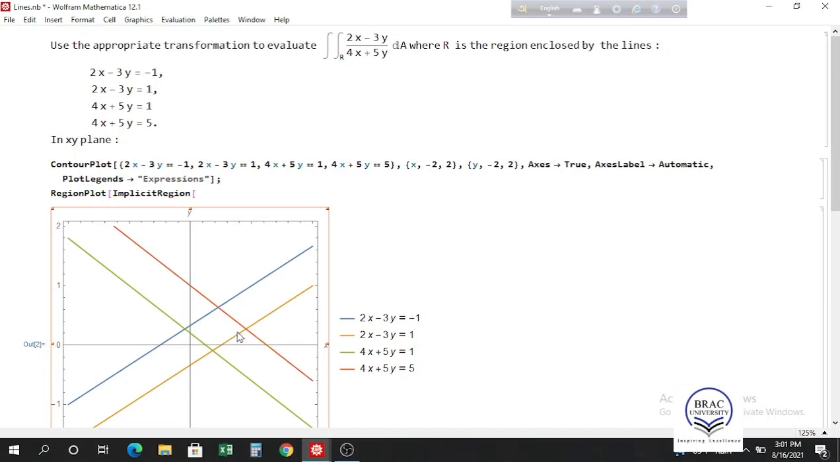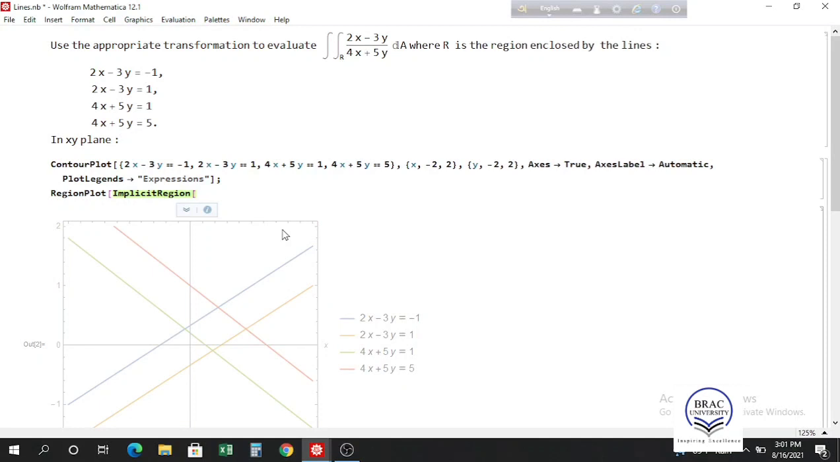You can see that the orange one is 2x minus 3y equals 1, and the blue one is 2x minus 3y equals minus 1. So you can write minus 1 less than or equal to 2x minus 3y less than or equal to 1, and use double and sign, and then write 1 less than or equal to 4x plus 5y less than or equal to 5. So this way you can define the region R, and x and y are our variables.